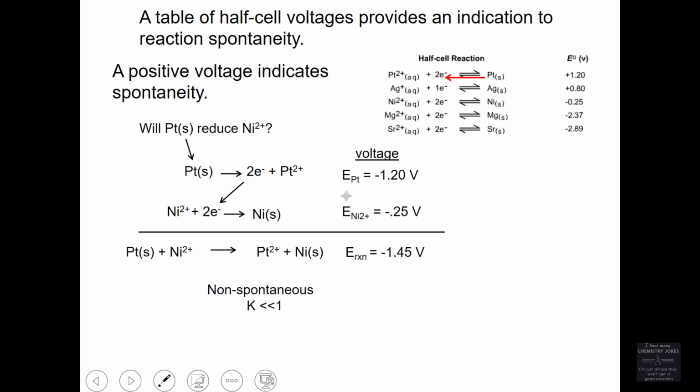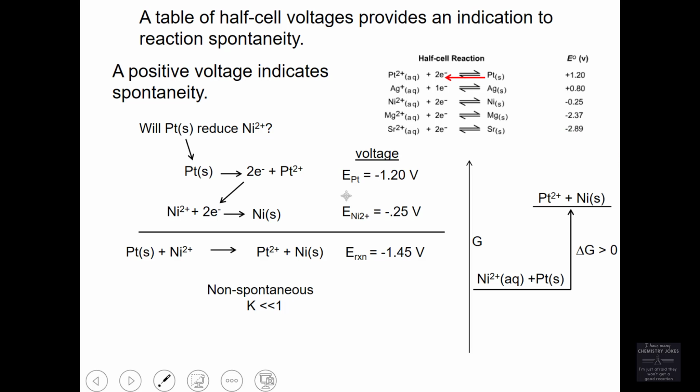This reaction is non-spontaneous. So if we think about that on an energy plot, what that means is the reactants are lower energy than the products. It gives you a positive delta G. It also means electrons prefer to be on platinum rather than nickel. Electrons are more stable on platinum than they are on nickel.